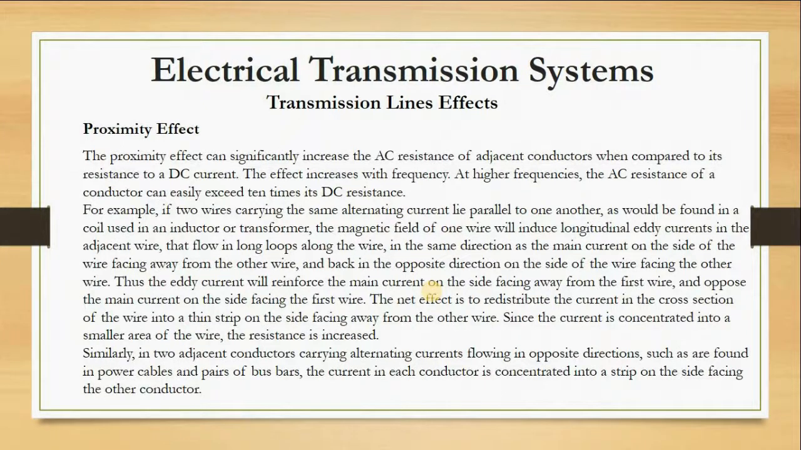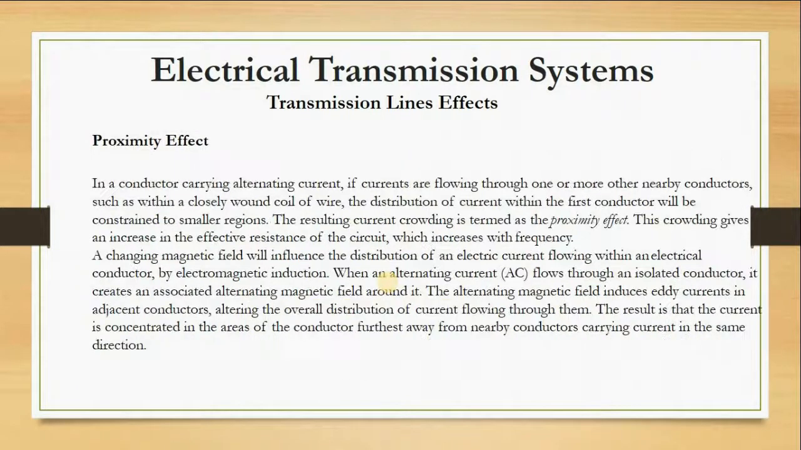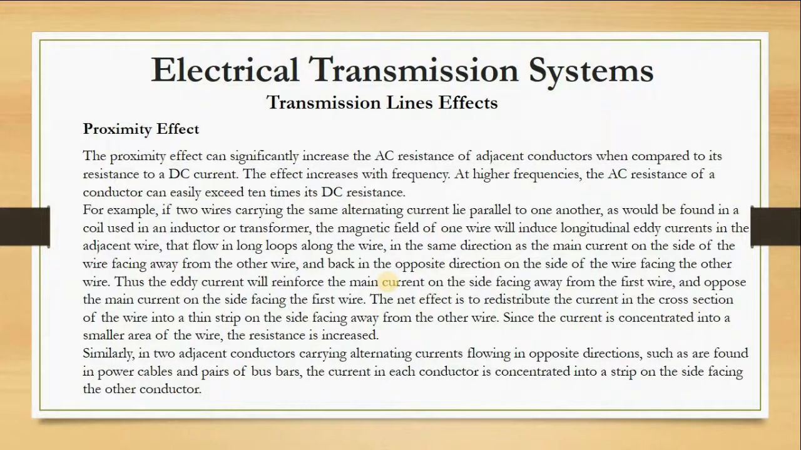Okay, so the proximity effect can significantly increase the AC resistance of adjacent conductors when compared to its resistance to a DC current. The effect increases with frequency at high frequencies. There's something here for you to read, but basically what I've said explains everything. Once you understand that, you don't have a problem. So you can read this by yourself. Since it is something that anybody can read, I don't want to read it again. What I need to explain from it is what I've explained. So on your own, you can go through it and make sure you have the full understanding.